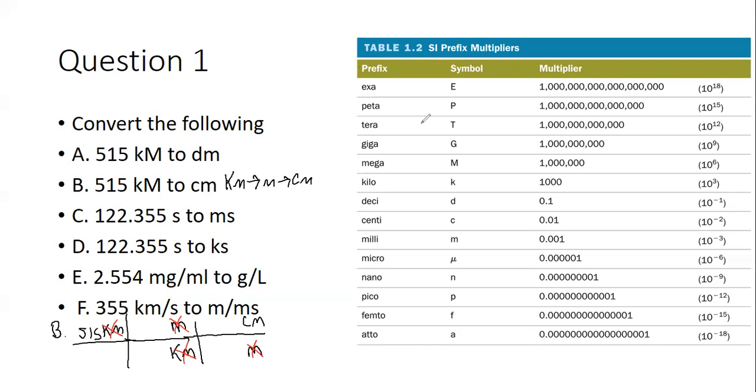Now let's put in numbers. From my table, 1 kilometer equals 1,000 meters. So 1 to 1,000. And then 1 centimeter equals 0.01 meters.